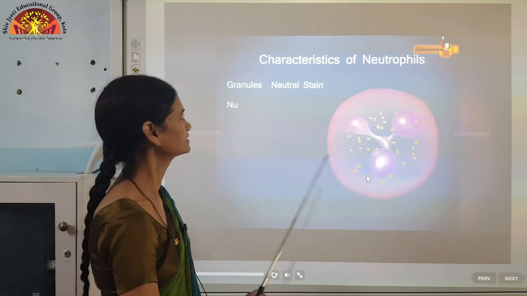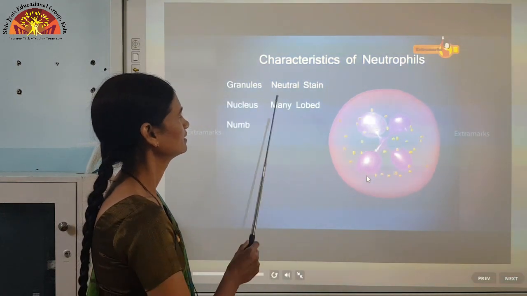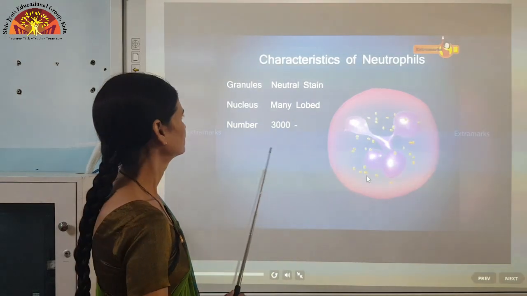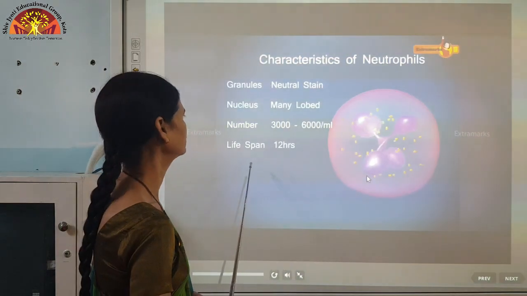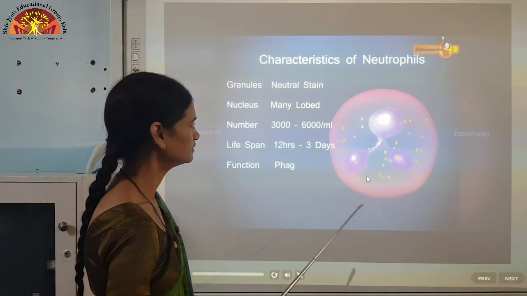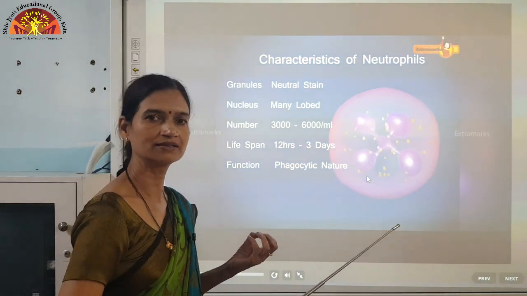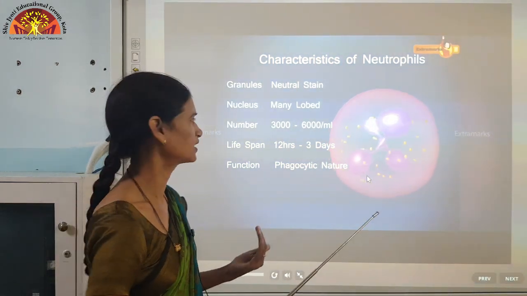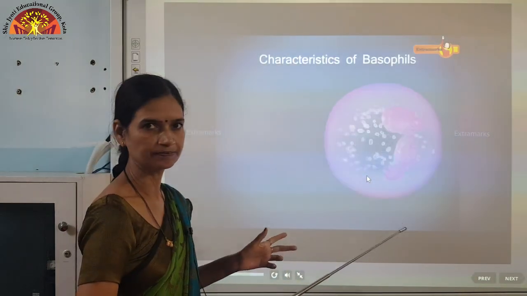Second is neutrophils. ये देख सकते हैं आप, many lobes हैं इसमें. It is many lobed structure and it absorbs neutral stain. Their number is 3000 to 6000 per milliliter of blood, and their lifespan is 12 hours to 3 days. Their function, they are phagocytic. That means they kill any antigen entering into our body. कोई भी foreign substance, bacteria वगैरह अगर enter होते हैं तो they kill them.